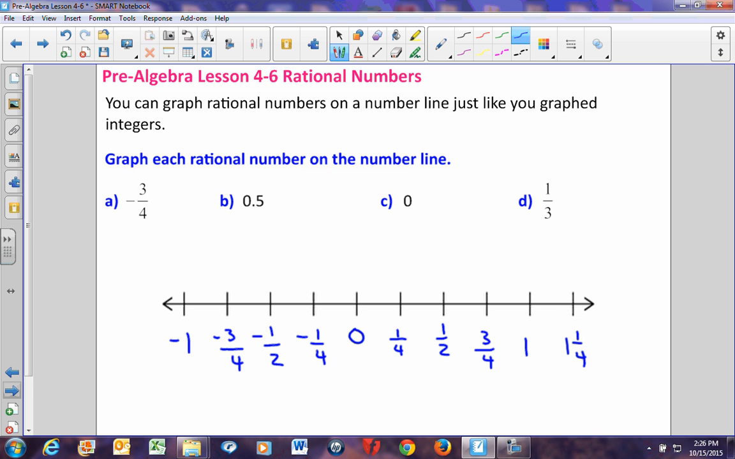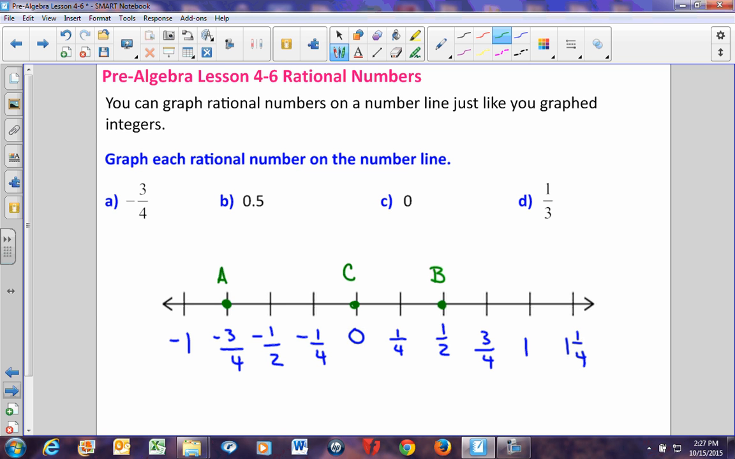So if I'm going to graph these points, remember to graph on a number line, you're just going to put in a nice dot on the number line itself. Not above the number line, not below the number line, but on the number line. So A, negative 3/4, would go right here. So I would put a dot there. You can put A above it if you'd like. That would be fine. Point B is 0.5, which is 1/2, so that would go right here on the positive 1/2. Point C is 0, so that would be a nice little dot here at the origin.